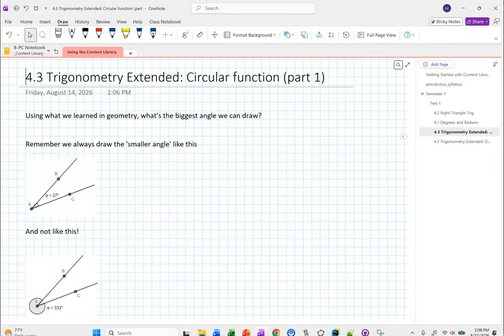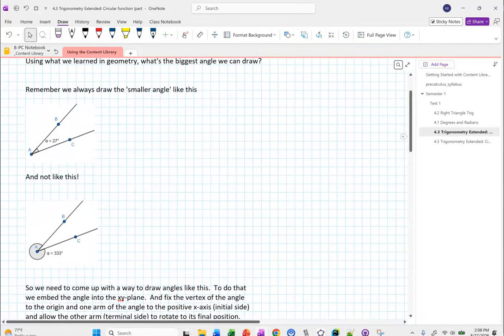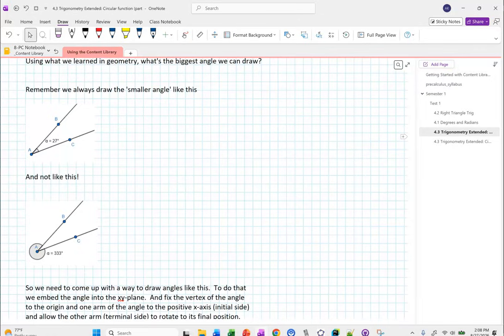So you remember, if we draw an angle in geometry like this, we always measure the smaller angle. So we measure it this way, but never this way. Everybody's okay? So we're stuck. The biggest angle we can draw in geometry is 180 degrees. That's the straight line. So to work around that, we're going to come up with a new system to do this.